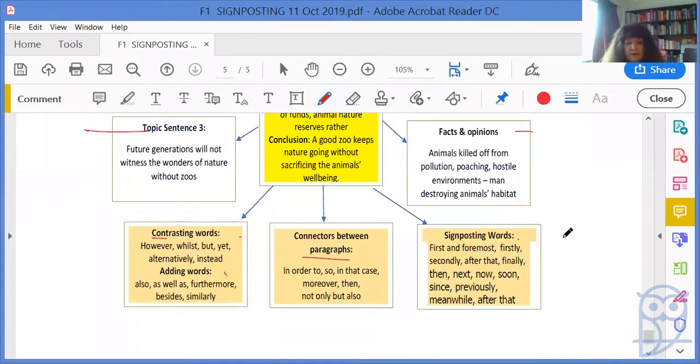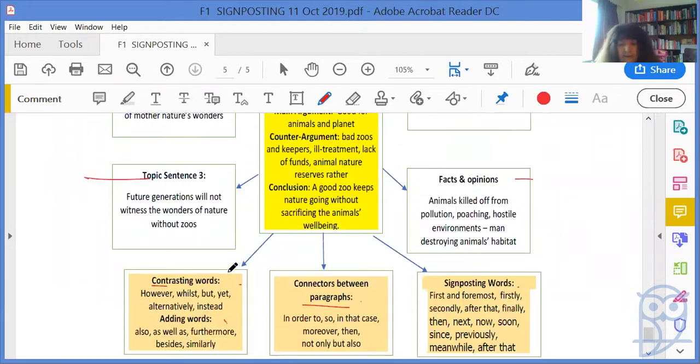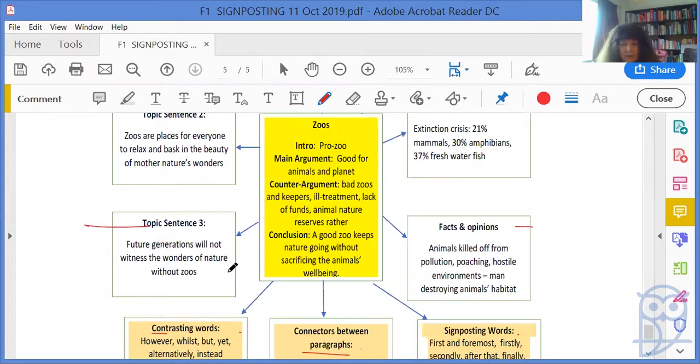And then, of course, along the bottom line, you could have all your connectors: contrasting words for those counter arguments, connectors between paragraphs. You can just pick them up and write them, and get signposting words into your sentences somewhere. And look, your whole essay is just about written already. That's the thing to remember.